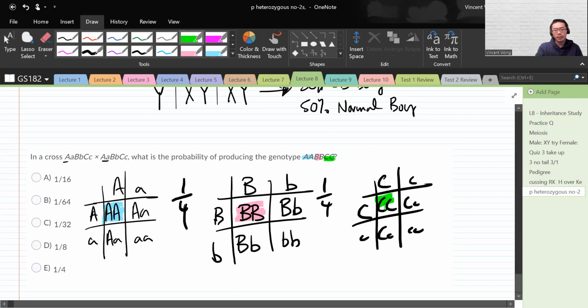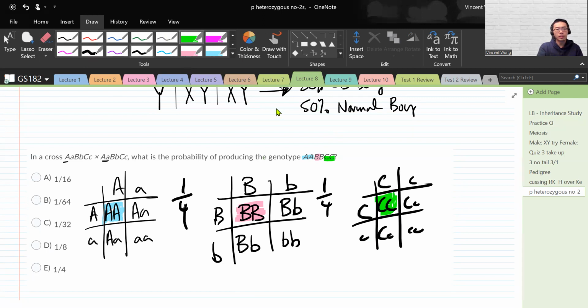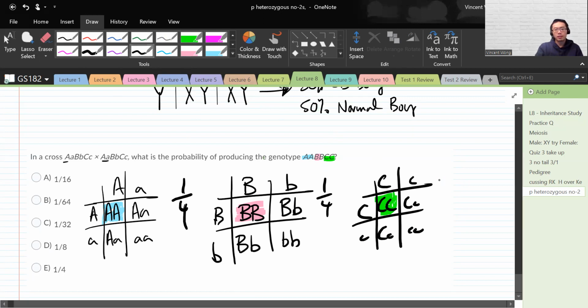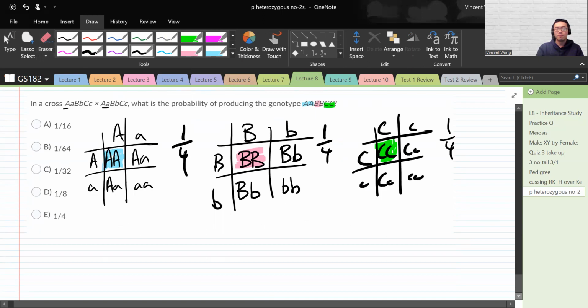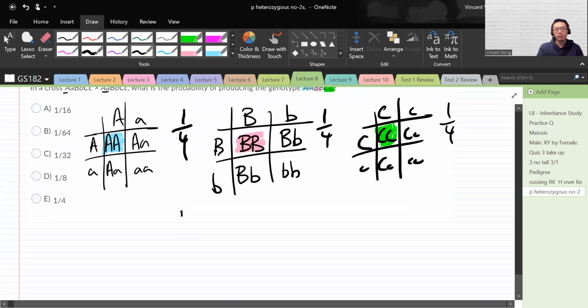And that's going to be, again, another quarter. Okay, so A alone, it's 25%. B alone, it's 25%. And then C alone, it's 25%. If you want to know the probability, the chance of all these happening at the same time, you multiply them together. 1 over 4 times 1 over 4 times 1 over 4, which is 1 over 64.